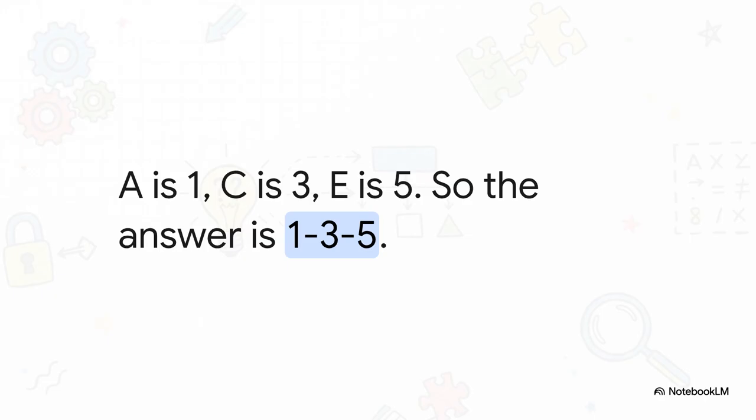Spot on! A is the first letter, so it's 1. C is the third letter, so it's 3. And E is the fifth letter, making it 5. Your code is 1-3-5. Great job!